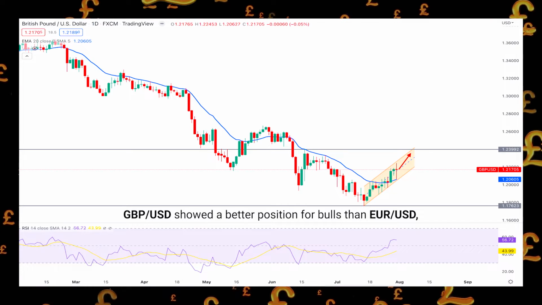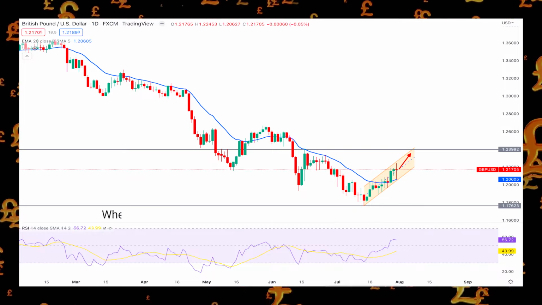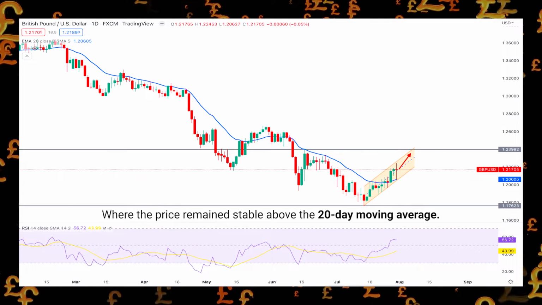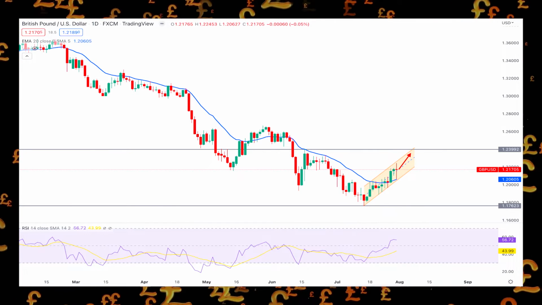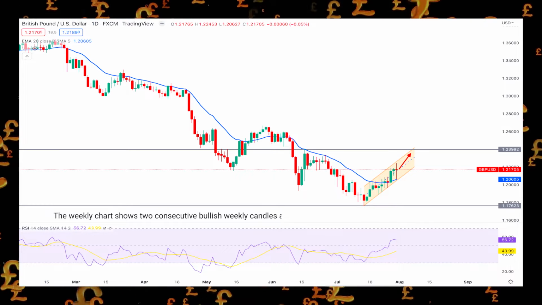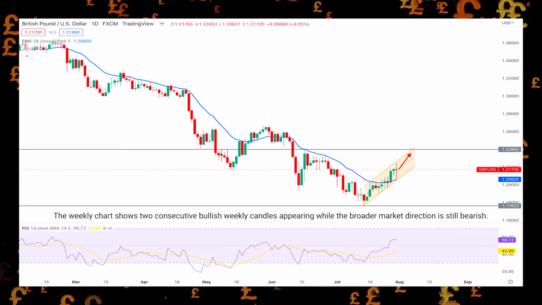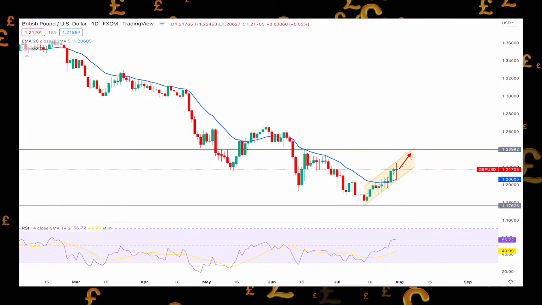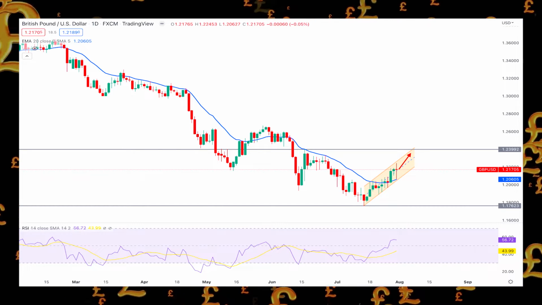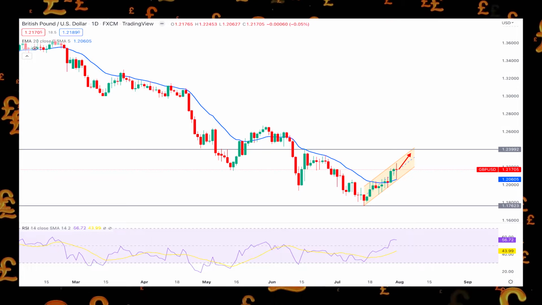GBPUSD showed a better position for bulls than EURUSD, where the price remained stable above the 20-day moving average. Moreover, the weekly chart shows 2 consecutive bullish weekly candles appearing while the broader market direction is still bearish. This technical analysis represents the daily price of GBPUSD, trading within an ascending channel.